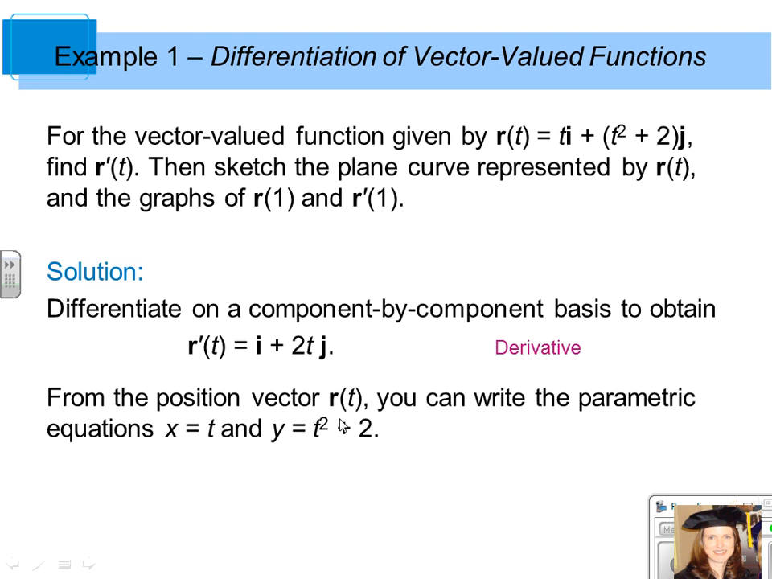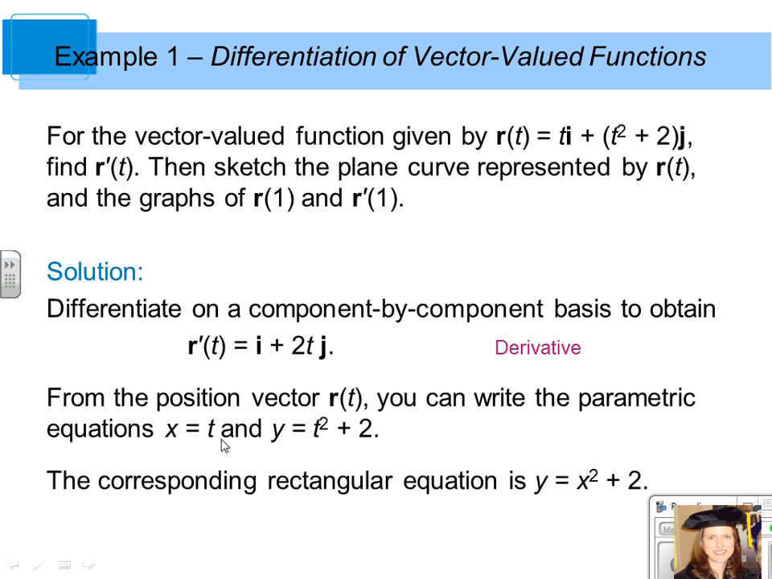From the position vector r of t, you can write the parametric equations x equals t and y equals t squared plus 2. This gives you a way that you could sketch the original vector-valued function. You can also do this using parametric mode on your calculator to sketch the function and pay particular attention to when t is equal to 1.